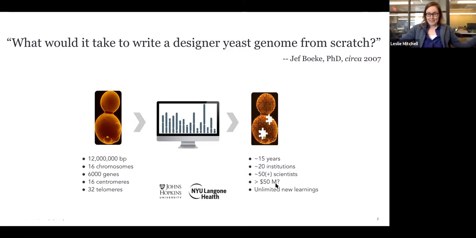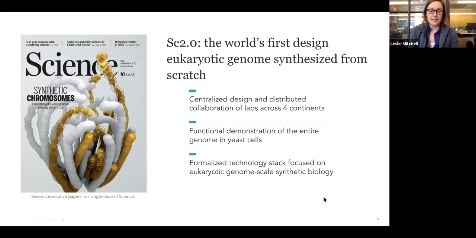Unlimited learnings have come out of it, I would say. It feels like a credit card commercial, but the idea that technology development underpinning this project is really what I'm going to talk about today, and how we've taken the learnings from SC2. Some of the summary conclusions of this project, which is nearing completion, are shown here.